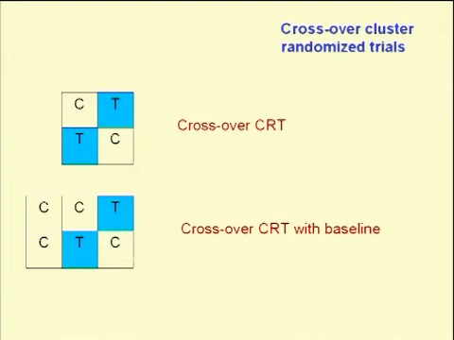This is also quite a common design. You have a crossover trial where you've got a baseline. And again, that would probably usually be analysed as a horizontal comparison with an adjustment for baseline. But again, there's sort of overlap between these kinds of designs and the step wedge designs we've been talking about.